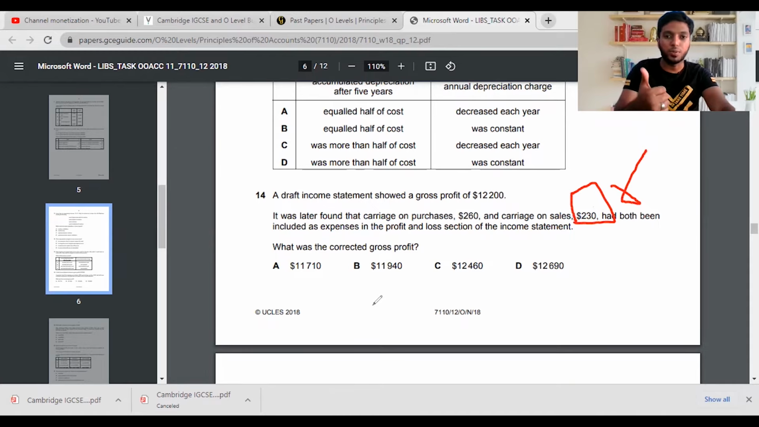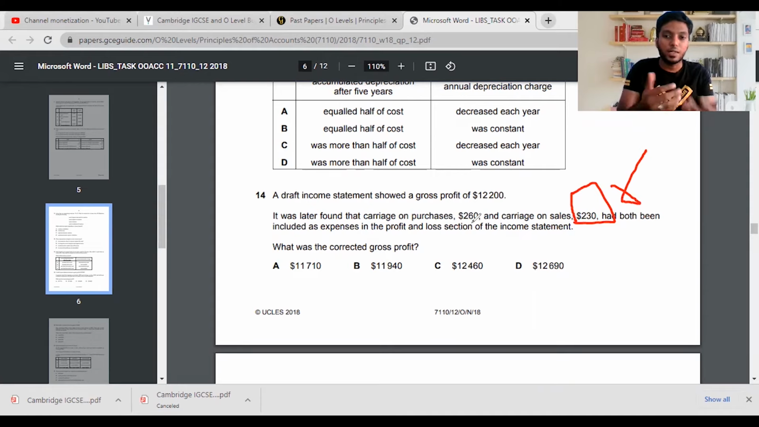When we are calculating cost of sales, we take opening stock plus purchase plus carriage inwards. So carriage inward is a part of carriage on purchases. So when you are taking cost of sales, you will be adding carriage on purchases to the cost of sales. You all remember. So this 260, when you add it to the cost of sales, and finally when you take cost of sales, you will deduct it from the sales. That's how you get the gross profit.